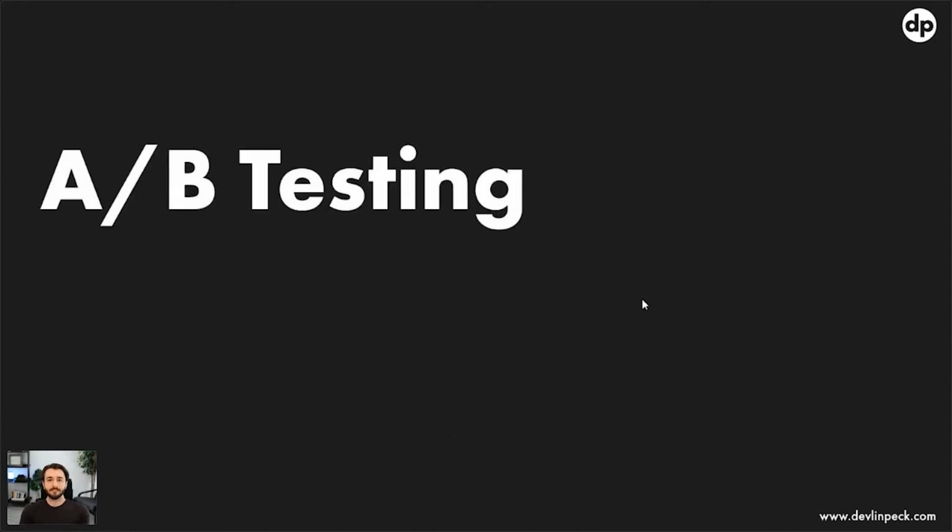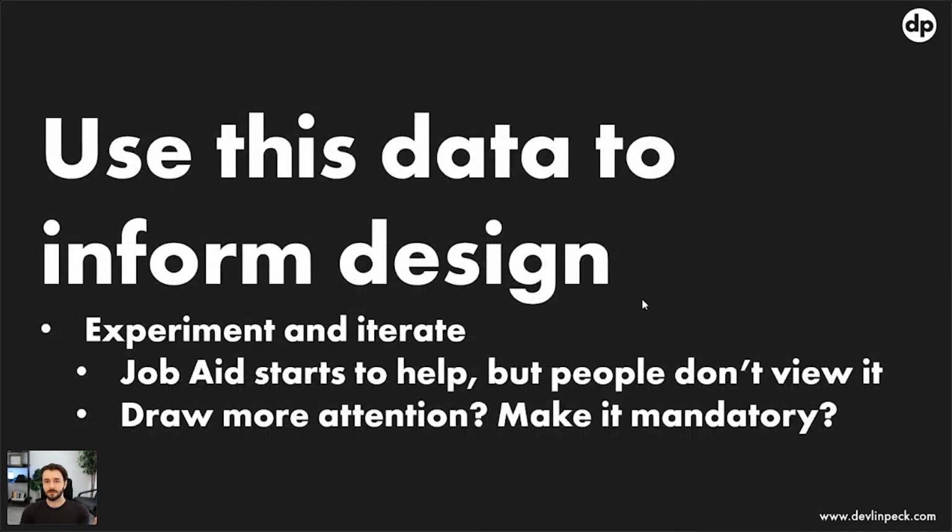So A/B testing or split testing is the other side of this. You can always say, okay, correlation doesn't equal causation. Maybe you improve the job aid, but maybe these new employees are just slicker overall. Maybe they just really get the content better.